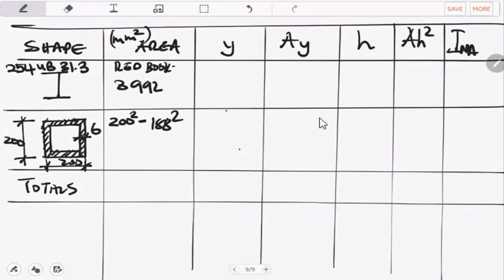What do we get here? I've got 4656. Alright, that's fine. So what's the total? 8, 9 plus 5 is 14, 4 carry 1, 10, 16, 6 carry 1. That's 8,648 square millimeters. Do we agree?